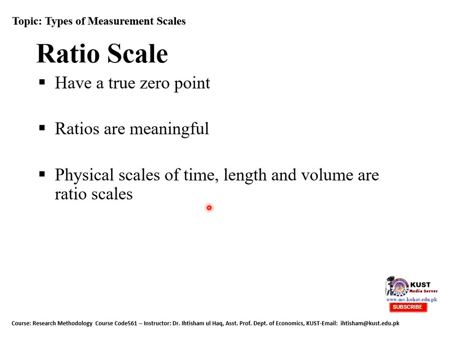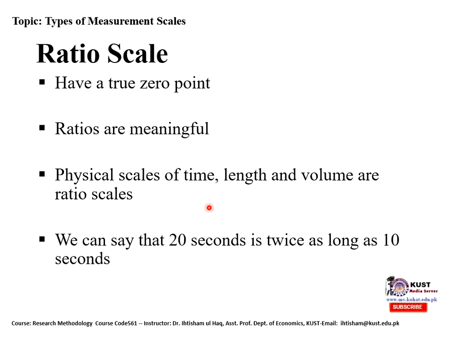These are physical scales, for example the physical scales of time, length, volume. All such scales are ratio scales. And we can say that 20 seconds is twice as long as 10 seconds. Similarly, a bottle of 1 liter will be composed of two bottles of 0.5 liter. It means in a 1 liter bottle you can keep 2 bottles of 0.5 liter.